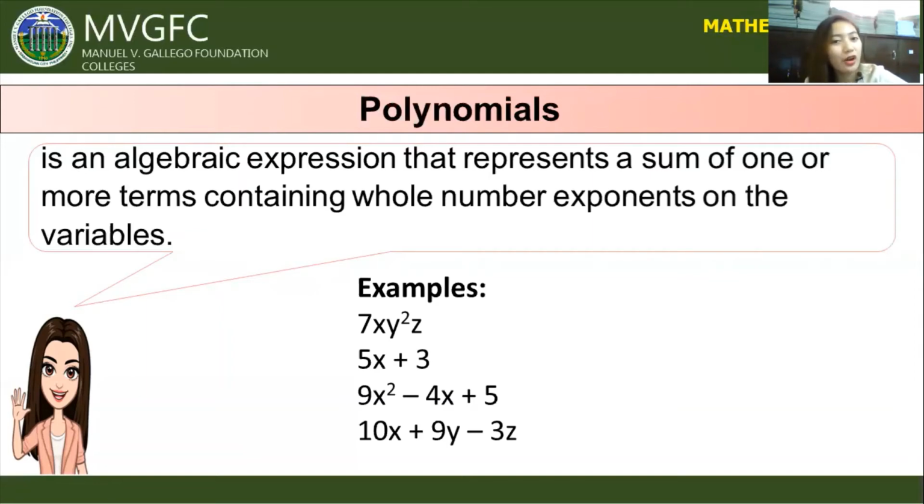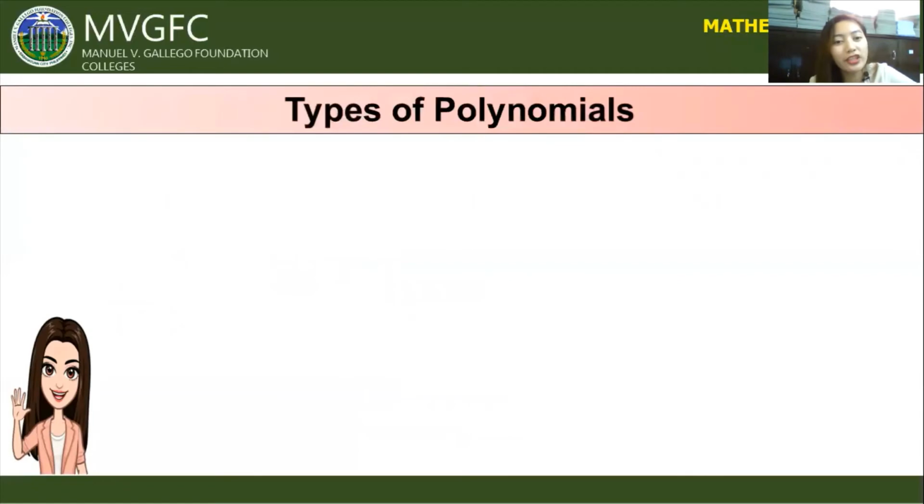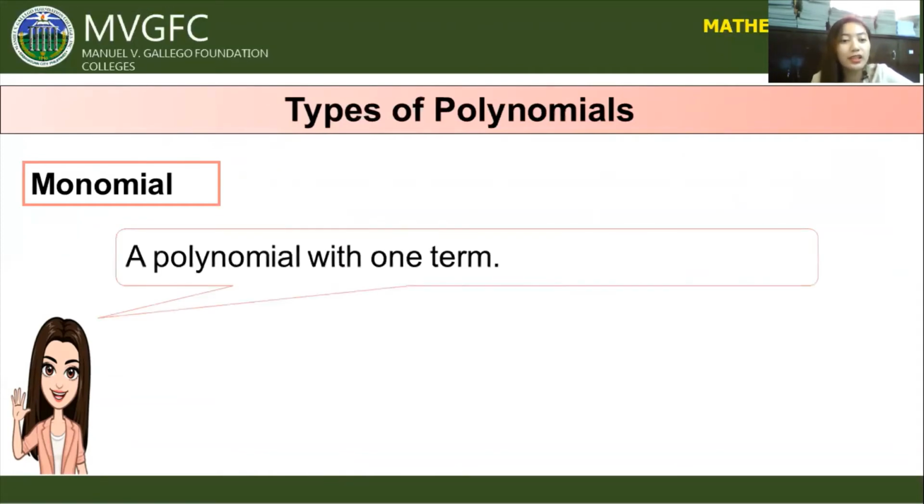Can you still recall the types of polynomials in the given examples? What kind of polynomial are those? Let us see if your answer is correct. So we have here the types of polynomials. The first one is the monomial. In a term, mono means one. So meaning to say, monomial is a polynomial with one term.